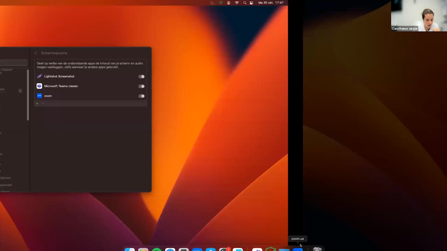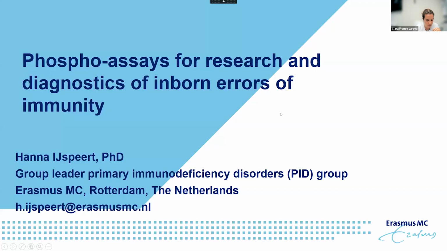She's the group leader of the Primary Immune Deficiency Disorder Group at the Department of Immunology at the Erasmus Medical Center in Rotterdam, the Netherlands. Her current research line focuses on granulomatous disease in patients with inborn errors of immunity, and she's responsible for the functional validation of genetic defects. She will today talk to us about phospho-assays for research and diagnostics in inborn errors of immunity. So thank you, Hanna. The stage is yours.